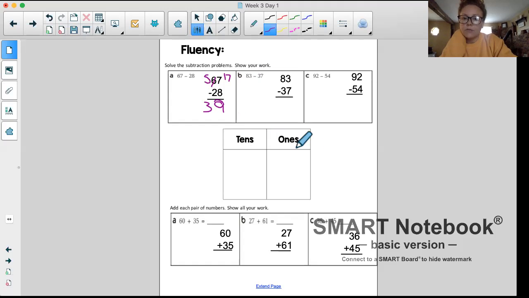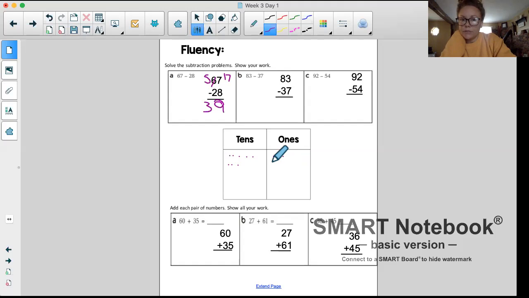Now let's use a place value chart like the one I have here to solve 83 minus 37. We start by representing this top number here in the place value chart with place value discs or dots. So 8 tens, 1, 2, 3, 4, 5, 6, 7, 8, and 3 ones, 1, 2, 3. Now I need to subtract 37. So I need to start by crossing off 7 ones. There are not 7 ones here.